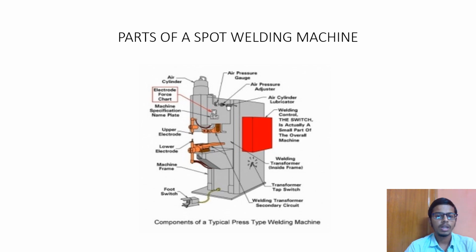In this machine, the top electrode is the movable one while the bottom electrode is fixed. So the top electrode movement is done pneumatically, for which components like air cylinders and air pressure adjusters are used. Then at the bottom we have a foot switch which helps in spot welding just by pressing it with our foot. This is an alternative for the switch placed on the side of the machine.